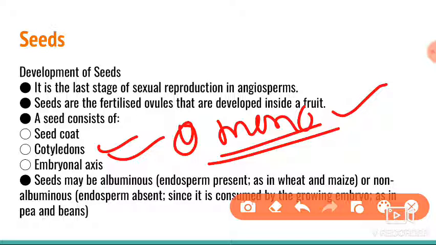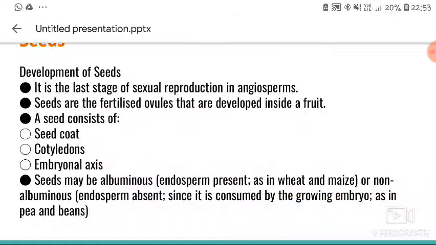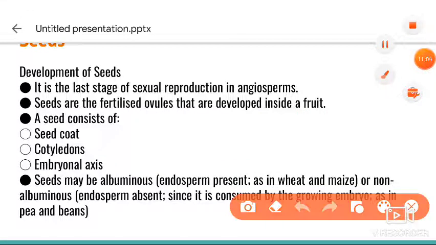And the embryonal axis, we already know. If we consider one axis, that is the embryonal axis, we'll find the upper part, the epicotyl, and the lower part, the hypocotyl. That we already discussed. This is about the embryonal axis. If you think about the endosperm in the seed, this also we already studied.